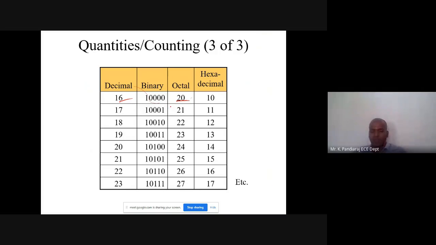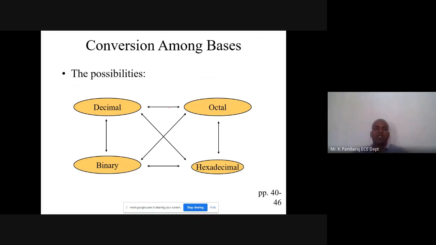I hope you all understand how to represent a decimal number in binary or octal. Now we'll move to the conversion process. There are a variety of conversions. We are going to convert one number system into the 3 other number systems. First, decimal is converted into binary, octal, hexadecimal. Then octal is converted into decimal, binary, hexadecimal. Like that, we convert one number system into the 3 other number systems.